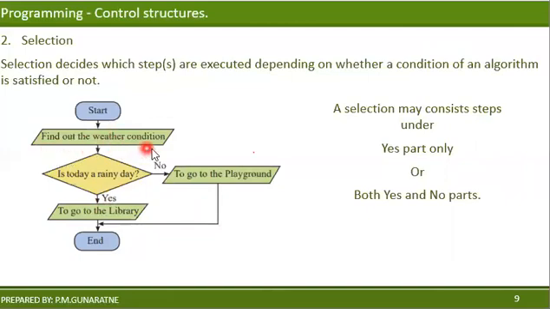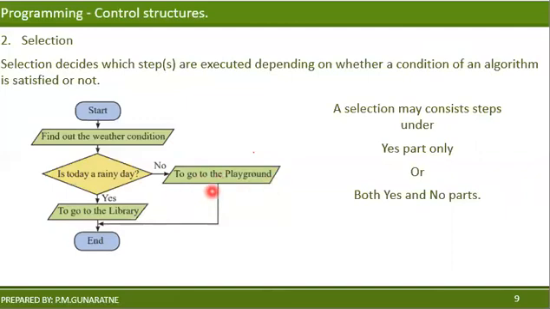What does this program do? It finds out whether today is a rainy day, right? Is today a rainy day? The answer may be yes or no, right? If today is a rainy day, let's say yes, then go to the library. The library is a covered place, so you can be there without any hassle. So if it is yes, then you have to go to the library. If it is no, which means it is not a rainy day, it is a sunny day, right? Let's assume that it's a sunny day. Then you can go to the playground.